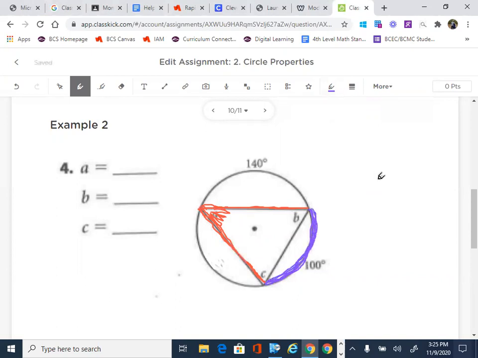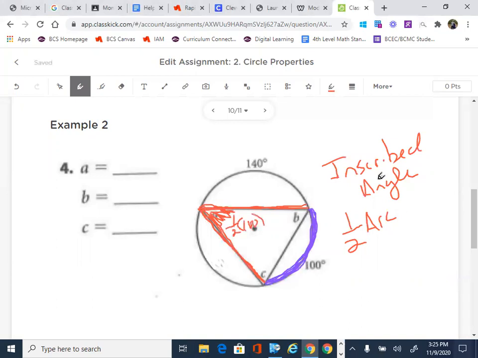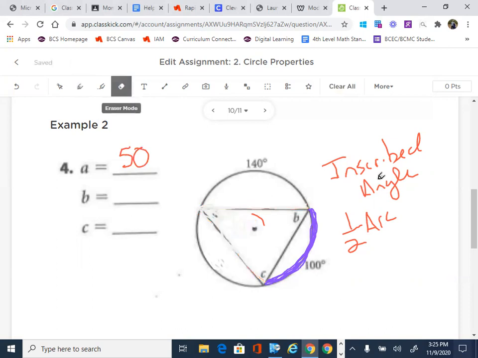Okay, so anyways, it comes in and it grabs that arc, and we know an inscribed angle is 1/2 of the arc that it intercepts. So in this case, in order to find A right here, we are simply just going to take 1/2 of 100. Okay, so A would be 1/2 of 100, which is 50 degrees. You can put that into Desmos if you couldn't make that calculation.